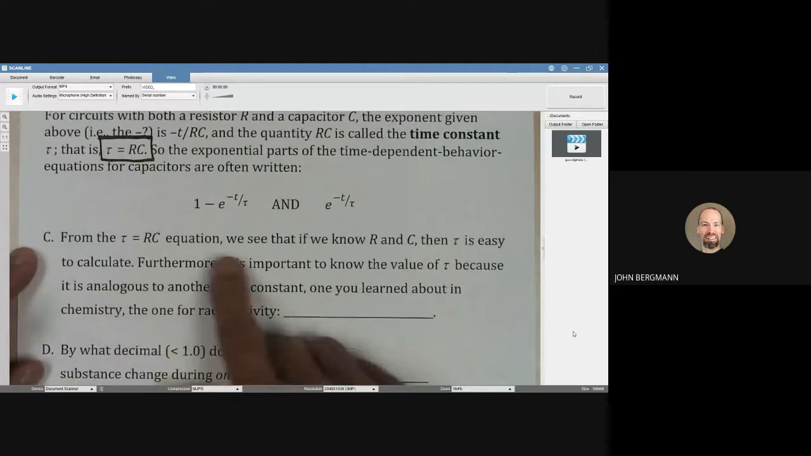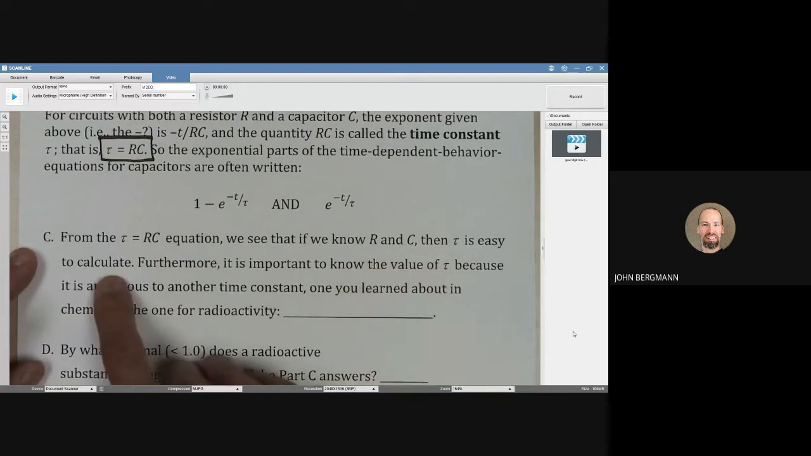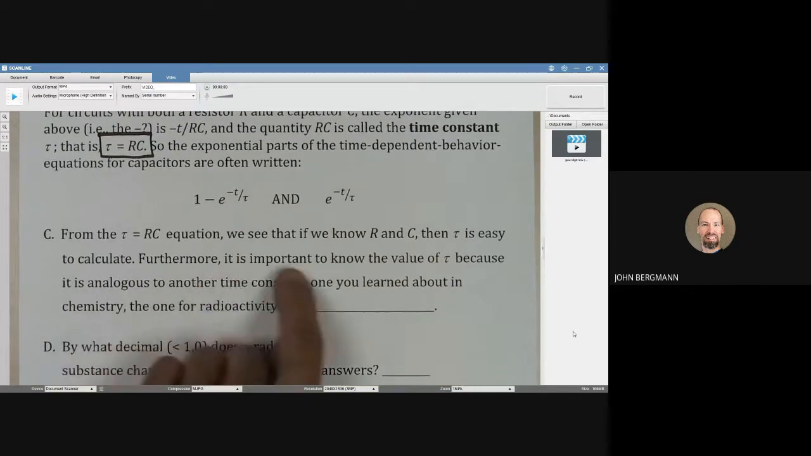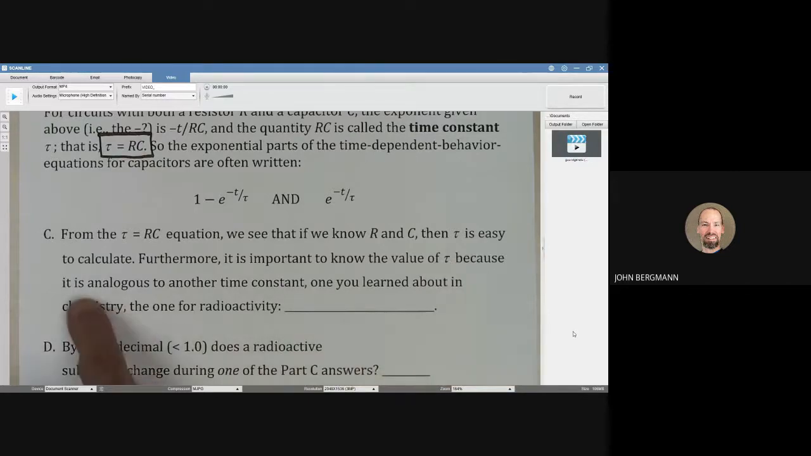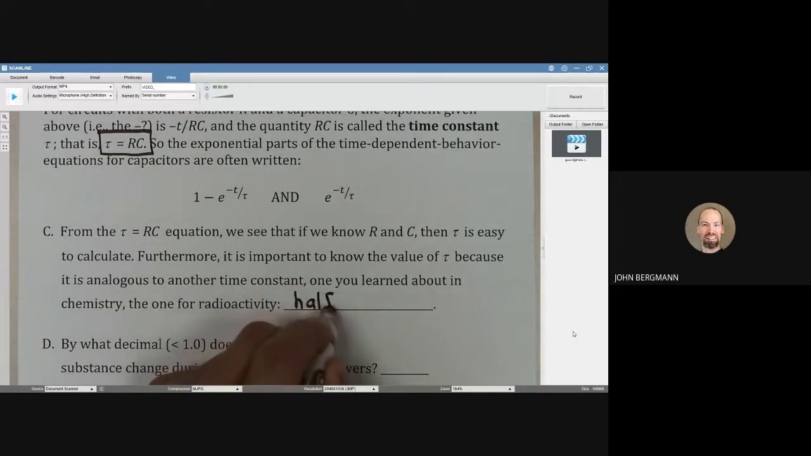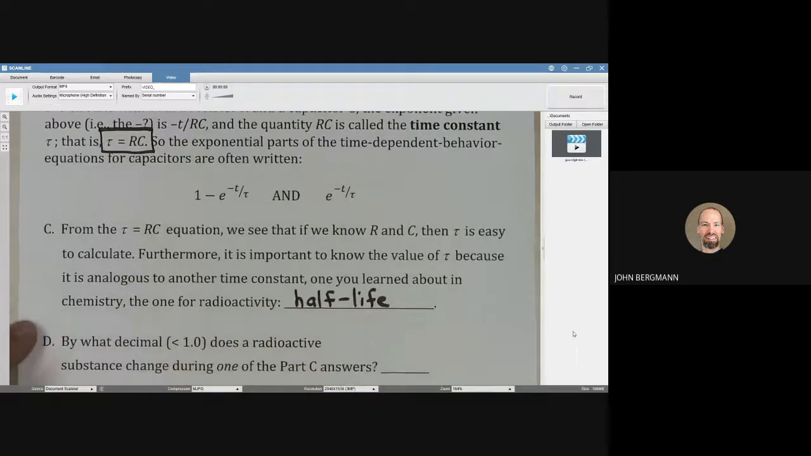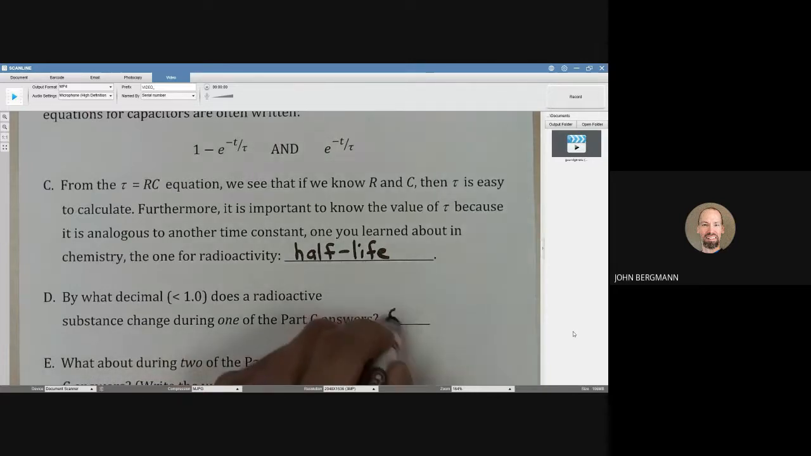From that equation, we see that if we know R and C, then tau is easy to calculate. You just multiply. Furthermore, it's important to know the value of tau, how many seconds tau is, because it is analogous to another time constant, the one you learned about in chemistry, the one for radioactivity, namely half-life. With a radioactive substance, that is half-life, by what decimal or what fraction does a radioactive substance change during one half-life? Changes by 0.5 or 1/2.